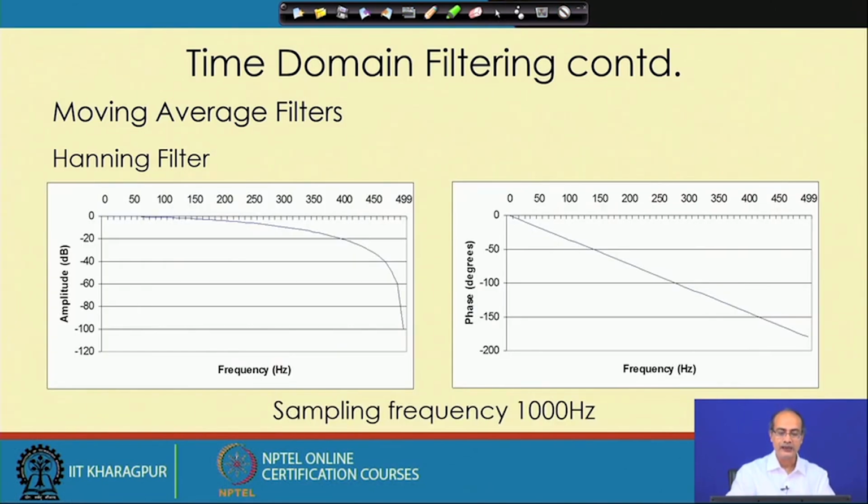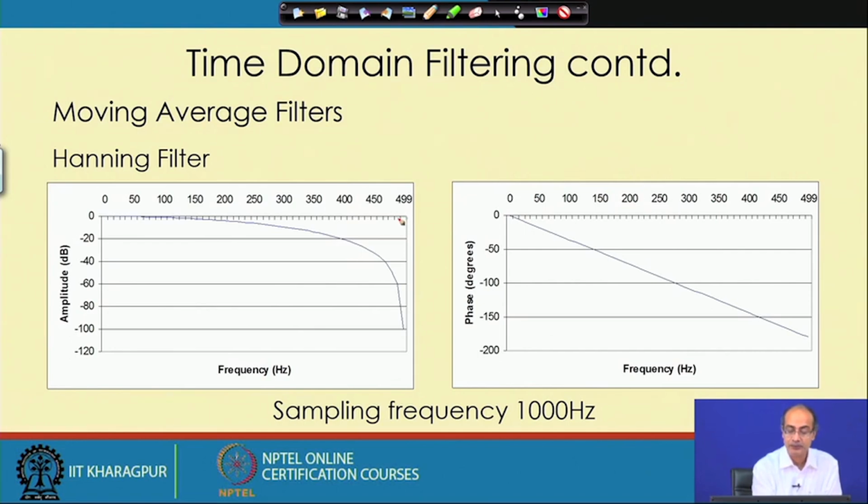So, now here we have plotted the output of the Hanning filter. We see that in this filter, the phase is linear, but the drooping characteristic is not very fast. If we look at the 20 dB reduction in amplitude, we have to go up to 400 hertz. Here the sampling frequency is 500.